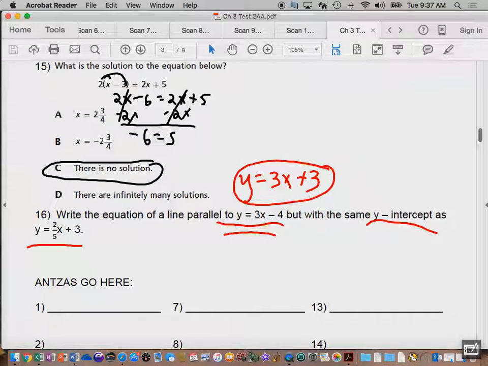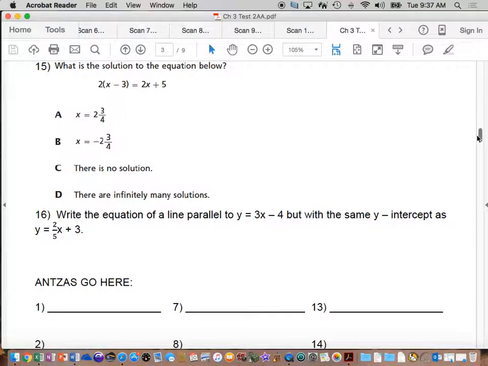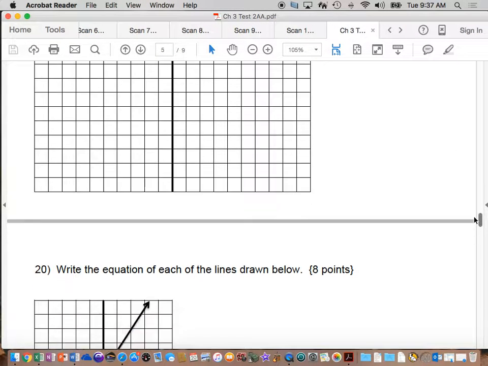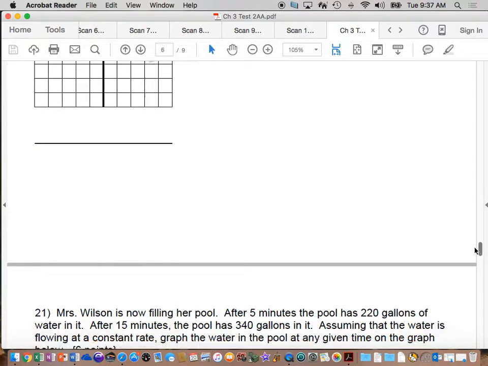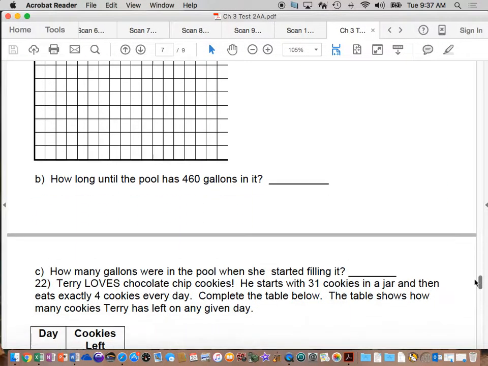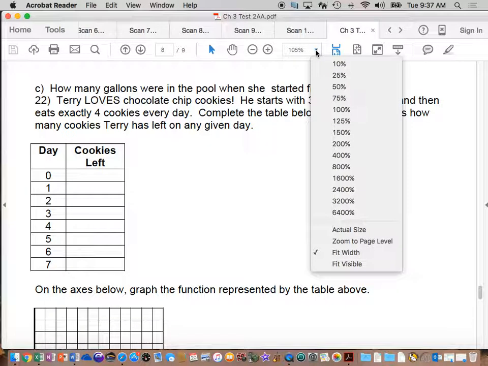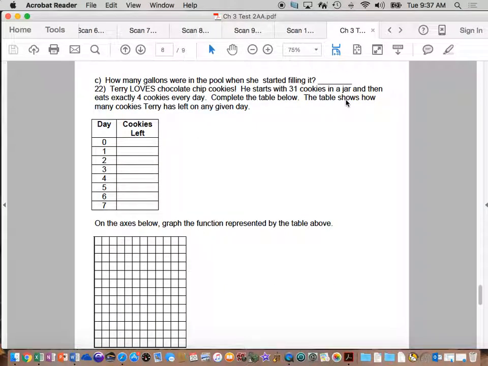All 16 questions done. The only thing I want to add to this, because I did not do it in the other videotape, is the cookie question. Cookie! All right, so let's change this down to 75.